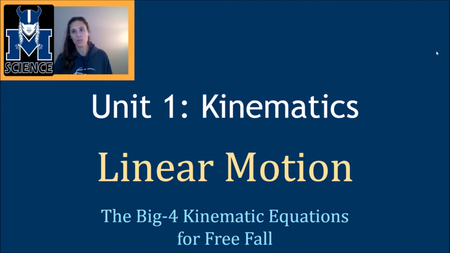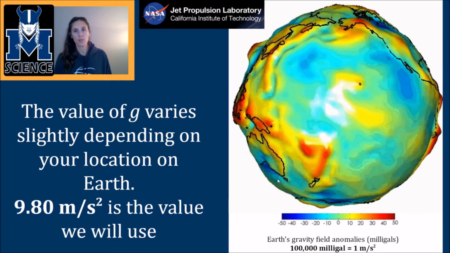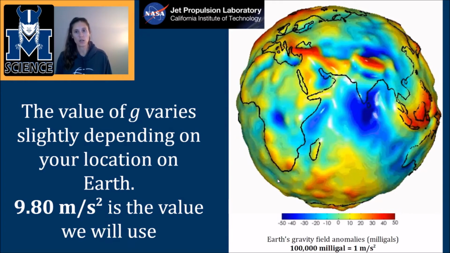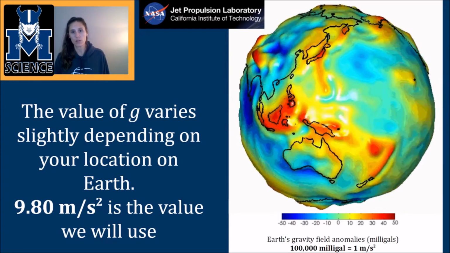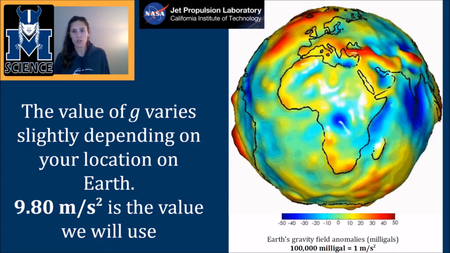So objects are accelerated due to Earth's gravitational field. And the magnitude of that acceleration is, on average, about 9.8 meters per second squared. And that's the value we're going to be using in this class for the acceleration due to gravity.